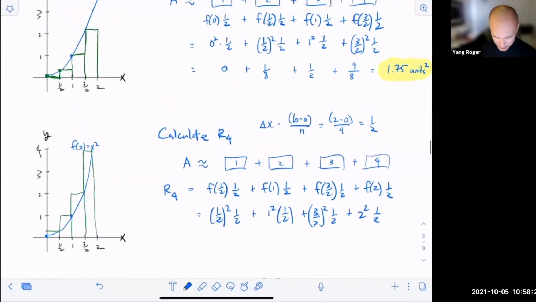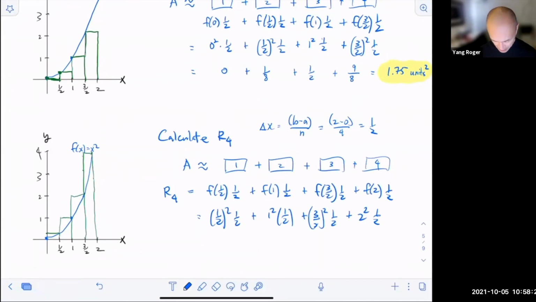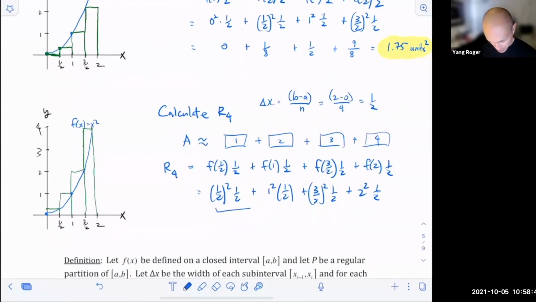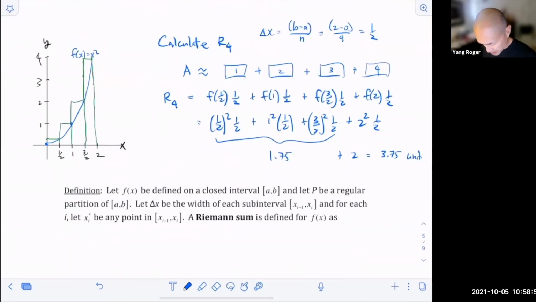And what do you notice? If you took a look at this, I don't know if you noticed, the first 3 terms here are really the same as these 3 terms right here. And this first term was 0 anyways. So actually, the sum of these first 3 is automatically going to be 1.75. And then you just have to add the 2 in, because 4 divided by 2 is 2. So in the end, you should have gotten 3.75 units squared.